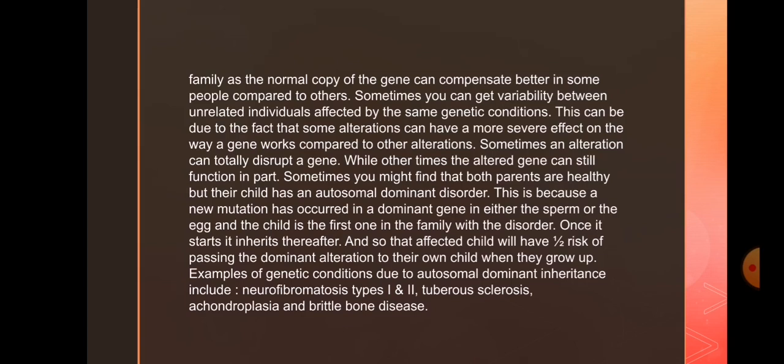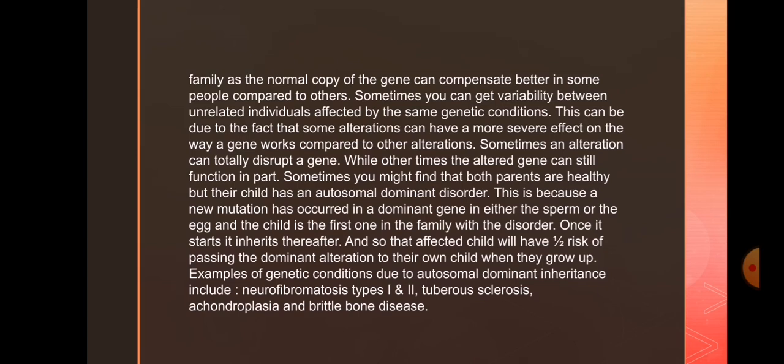This can be due to the fact that some alterations can have a more severe effect on the way a gene works compared to other alterations. Sometimes an alteration can totally disrupt a gene, while at other times the altered gene can still function in part. Sometimes you might find that both parents are healthy but their child has an autosomal dominant disorder. This is because a new mutation has occurred in a dominant gene in either the sperm or the egg, and the child is the first one in the family with the disorder.